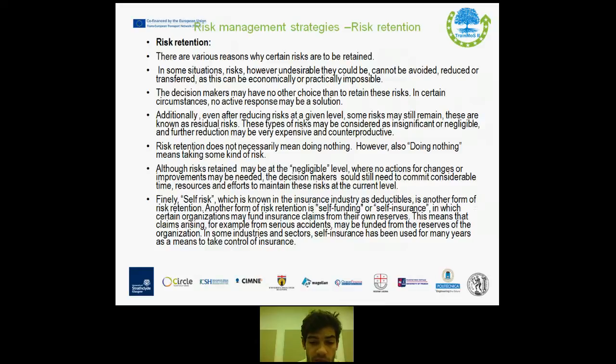Another form of risk retention is self-funding or self-insurance, in which certain organizations may fund insurance claims from their own reserves. This means that claims arising, for example, from serious accidents may be funded from the reserves of the organizations. In some industries and sectors, self-insurance has been used for many years as a means to take control of insurance.